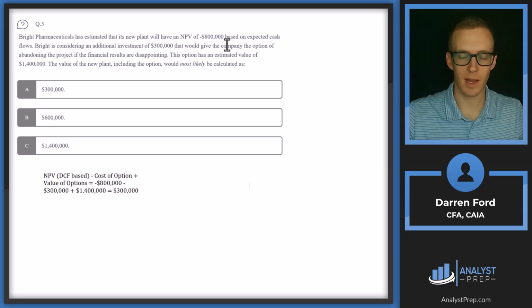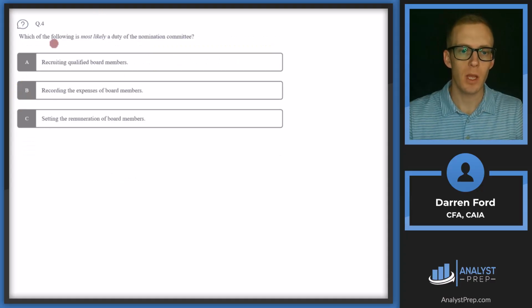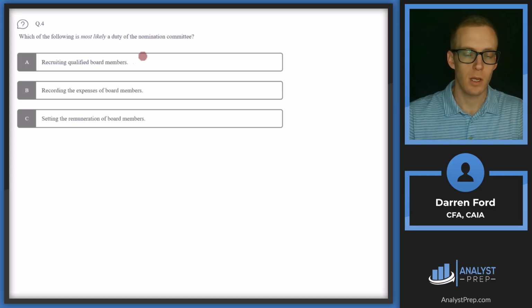And again, by buying that option, it's kind of like portfolio insurance, or project insurance, essentially. So if the project goes poorly, it can help flip a negative NPV project into a positive one. And the main downside here is that if the project goes well, then we spent this $300,000 on insurance that we didn't end up needing. So that's the downside of why you might not do that. Answer A. Question 4. Which of the following is most likely a duty of the nomination committee?